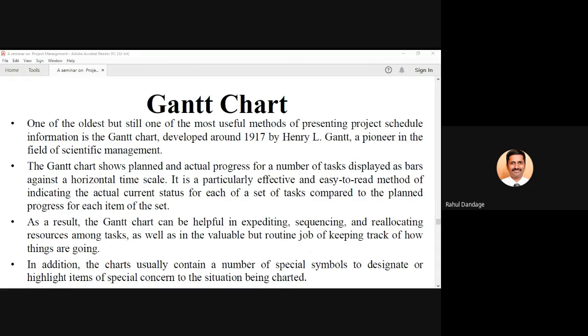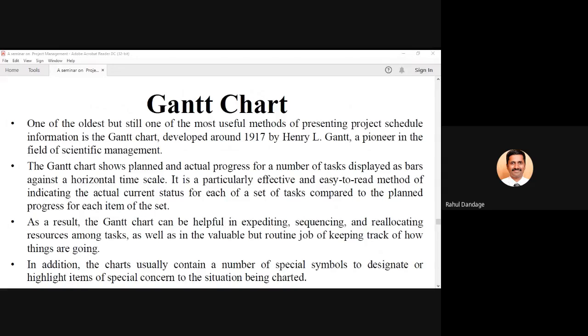So whenever we are going for project schedule management, or preparing the project schedule which is required for project time management, or which may be required for project cost management, that particular project schedule is represented by using this chart which is called the Gantt chart. Originally it was developed around the year 1917. So you can see it is more than 100 years ago.